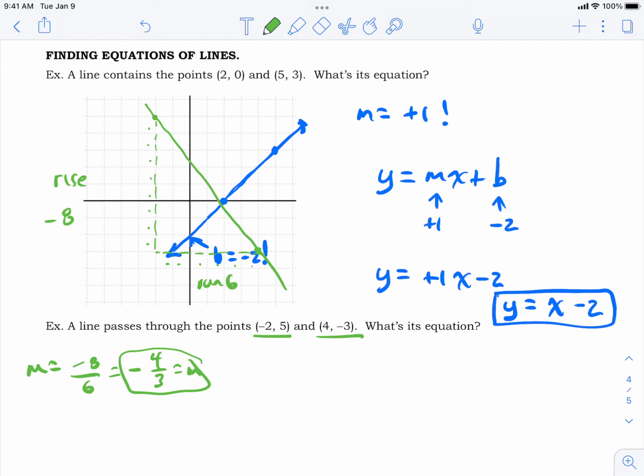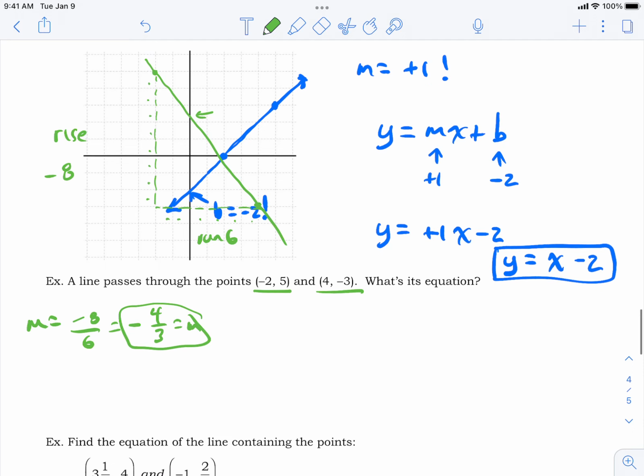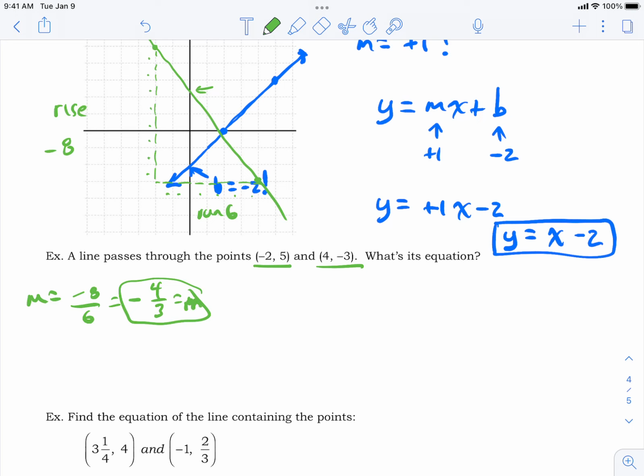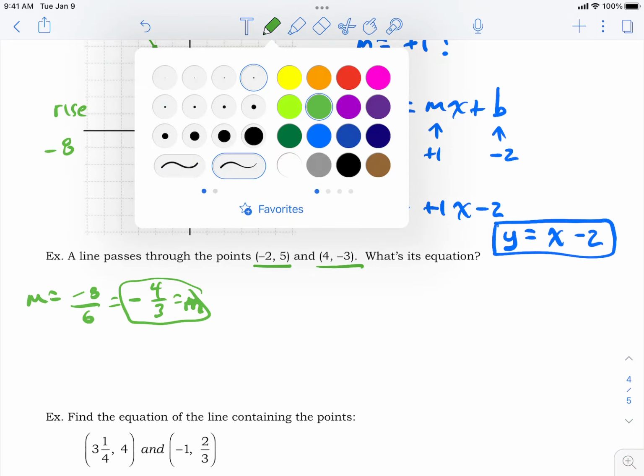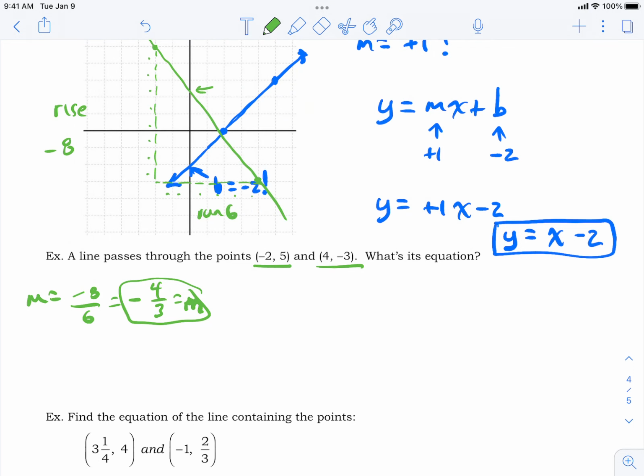Now, if I wanted the y-intercept, I'd have to look at where it's crossing the y-axis. I could squint, I suppose, and try to read that, but I got a better way. Okay, so to get the b, let's stay in green.